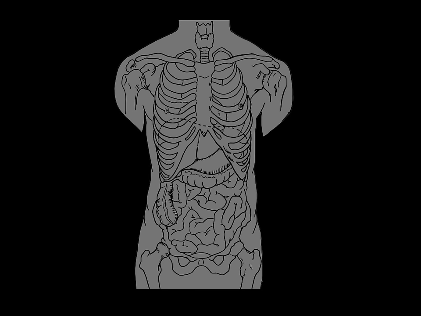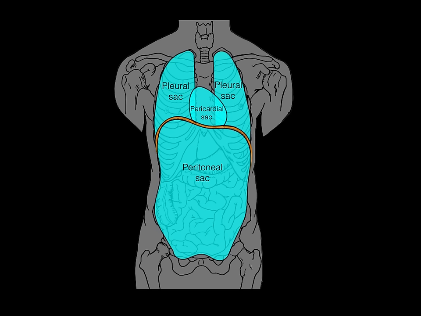So here we have in this schematic a picture of the trunk, and the orange line represents the diaphragm, and above the diaphragm are three serous sacs. We have the pericardial sac containing the heart, and then flanking either side of the pericardial sac are two pleural sacs, both containing the lungs, and below the diaphragm is the peritoneal sac engulfing abdominal pelvic organs, and that's what we're going to talk about.